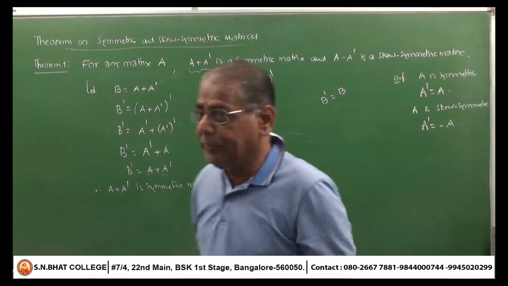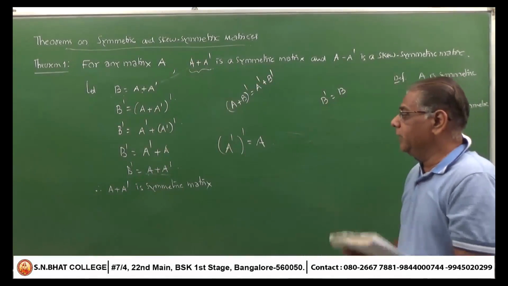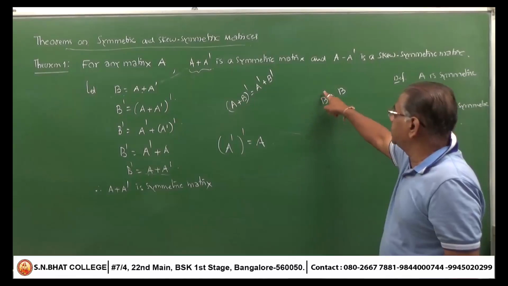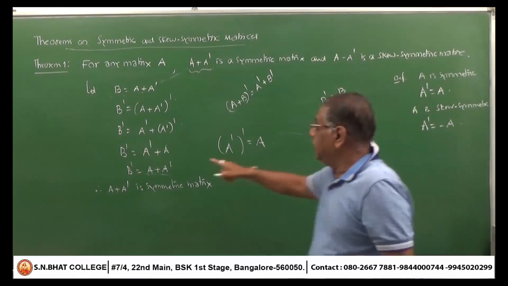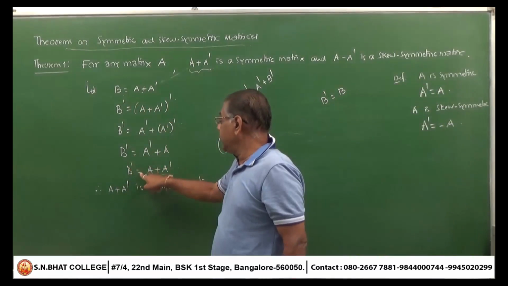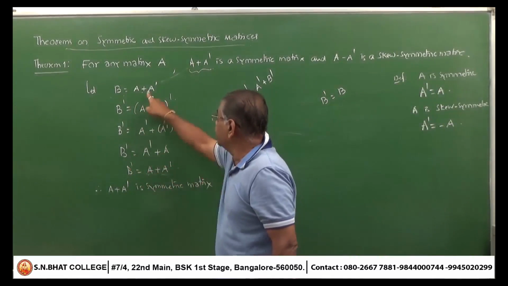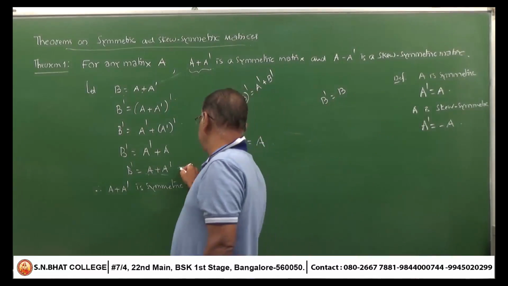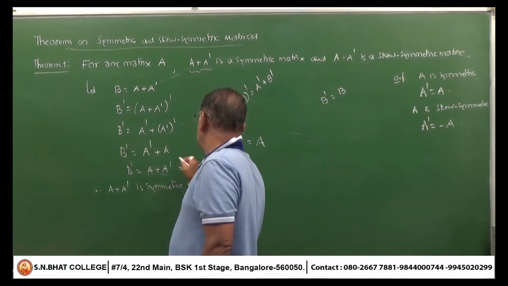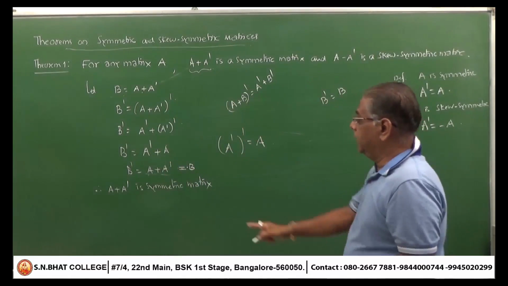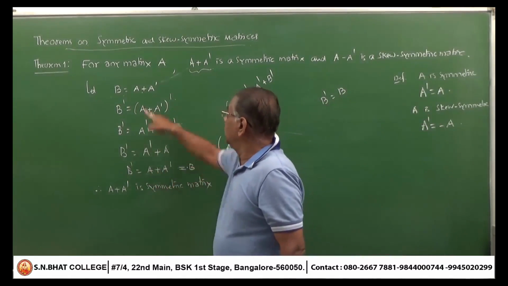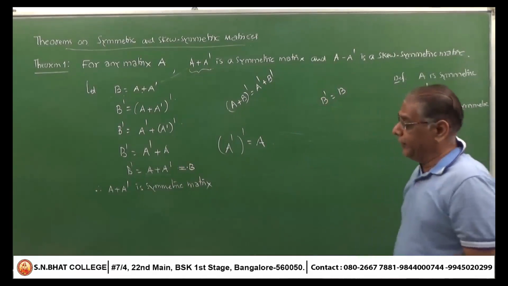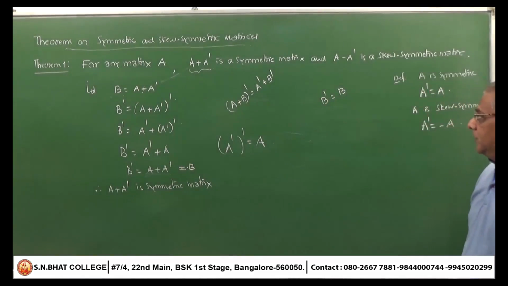We have shown that B, which is A plus A transpose, is symmetric. B is said to be symmetric if B transpose is B. If you want, you can take down this as B. A plus A transpose we have taken as B. B transpose is B means, therefore, A plus A transpose is a symmetric matrix.